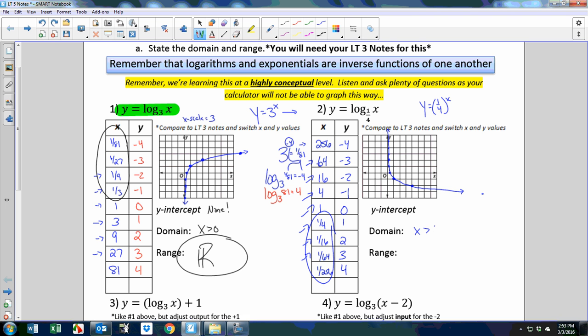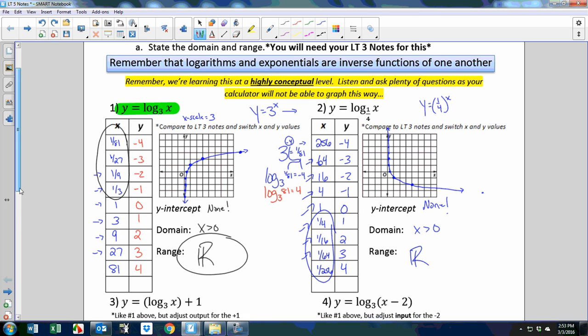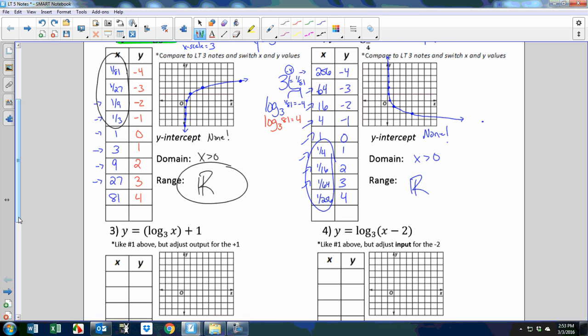Therefore, the domain is still greater than 0. And the range, it goes up and down forever, so all real numbers. And again, there is no y-intercept. So I don't want you to start thinking the domain and range is always greater than 0 for the domain and all real numbers for range, because it can change. Now, granted, the range will never change, but the domain can change. And we're going to explore that in the next two.